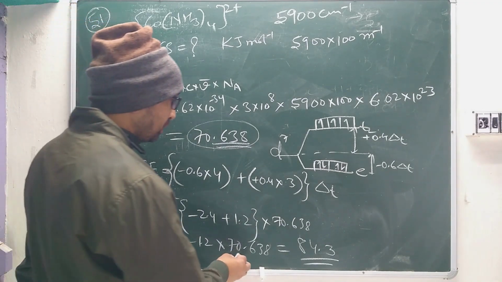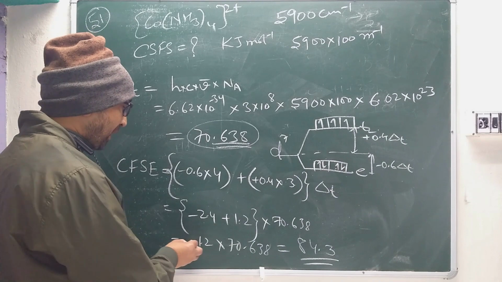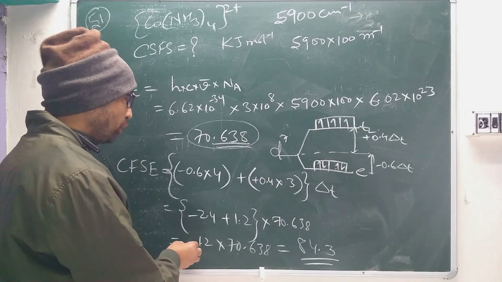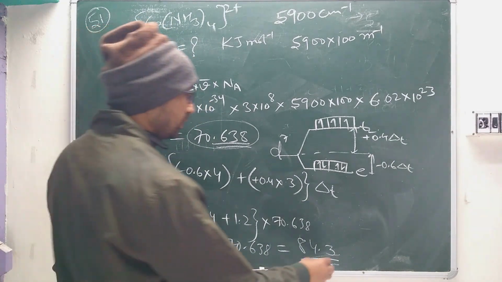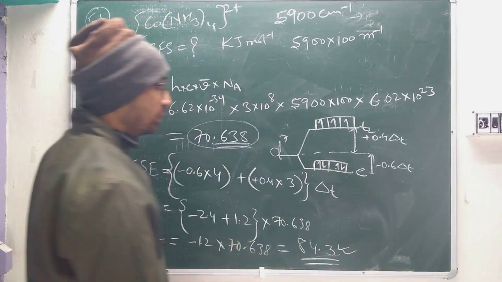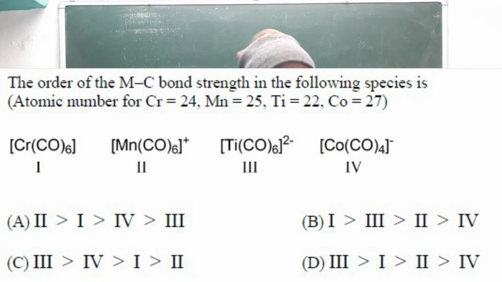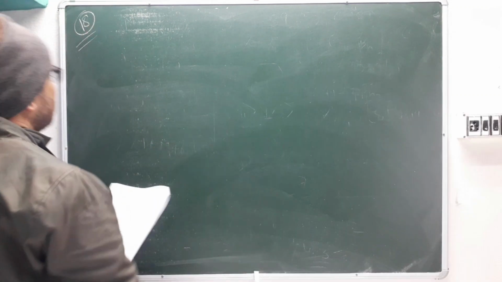84.3 it will come. Okay, so magnitude they have asked, right? So no need to write this minus, directly you write 84.3. Okay, so this is a numerical aptitude type question, so your answer will be 84.3. Discuss question number 18. Okay, so what it says, question number 18 from 2020.